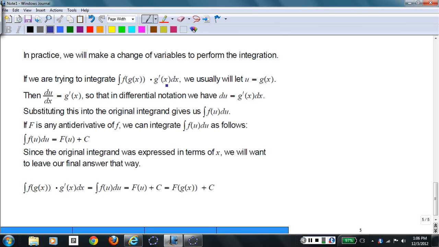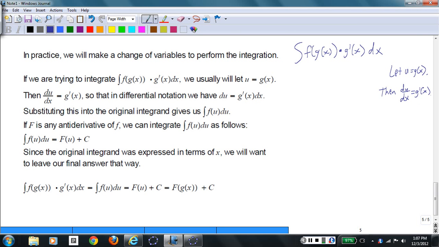So imagine that we have this expression, the integral of f of g of x times g prime of x dx. This is kind of how it's going to work. It takes some work to get it to look this nice, but once we do, we let u equal that inside function, g of x. Then we'll take the derivative, du dx, which equals g prime of x.